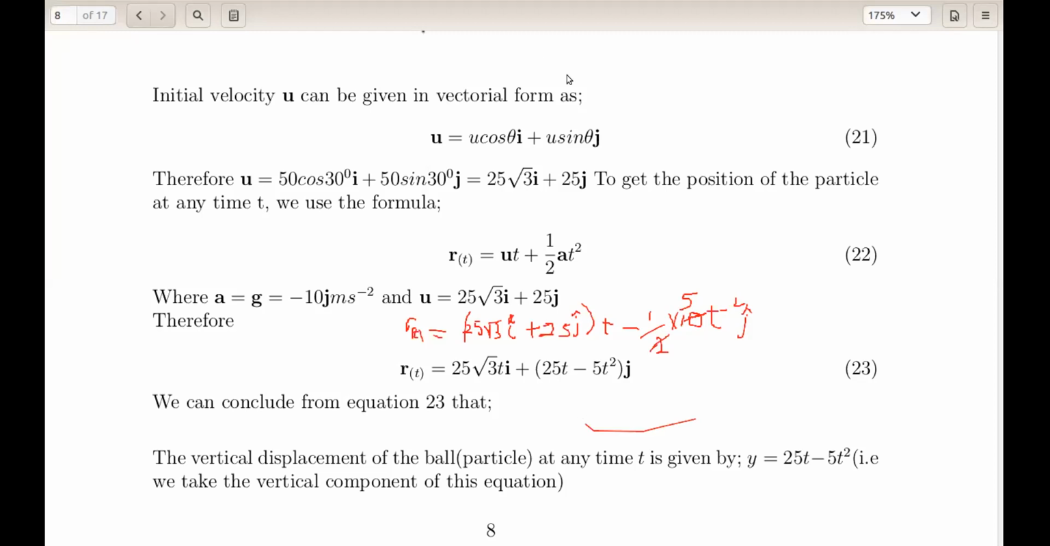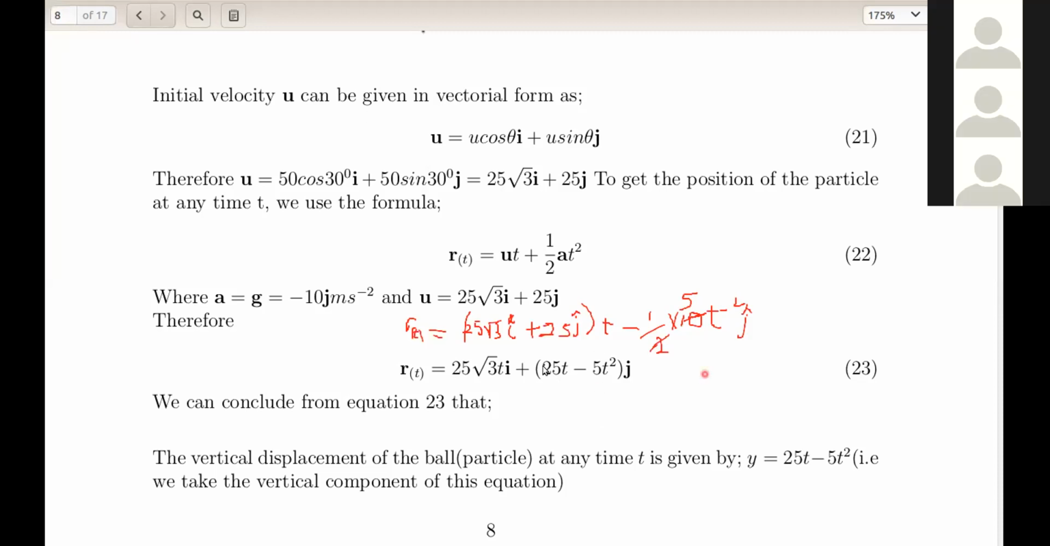So the question is, how did I get this? Of course, you have this 25J. This 25 is the same. 25 times T outside is here, minus 5 T squared is here, all of it into J. Then this one remains as 25 root 3. This T multiplies inside to get 25 root 3 T I. So this is the position vector at any time t.